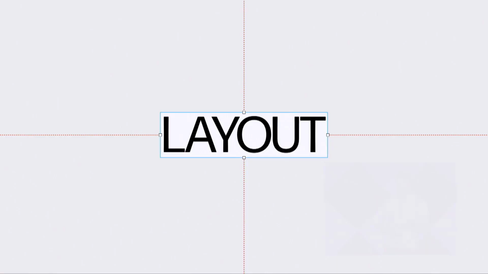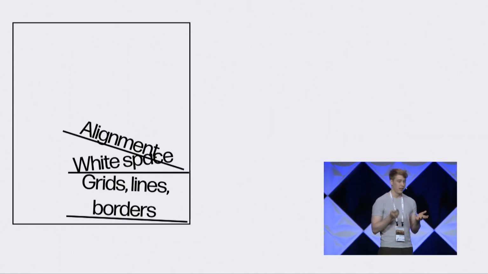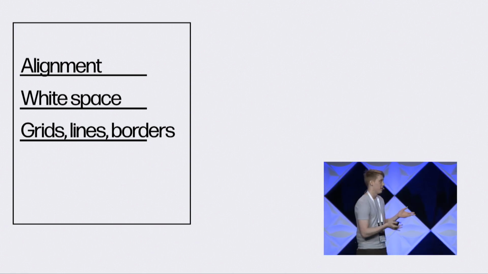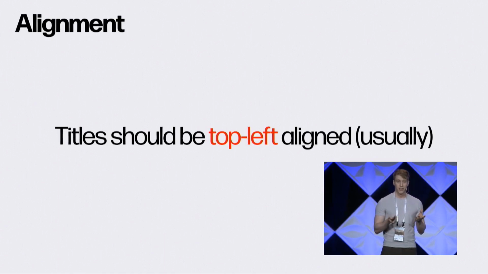So beginning with layout, I'm going to talk about three main concepts today, and that is alignment, white space, and grids, lines, and borders. So beginning with alignment, I want to talk about titles first. Titles should be top left aligned, usually.